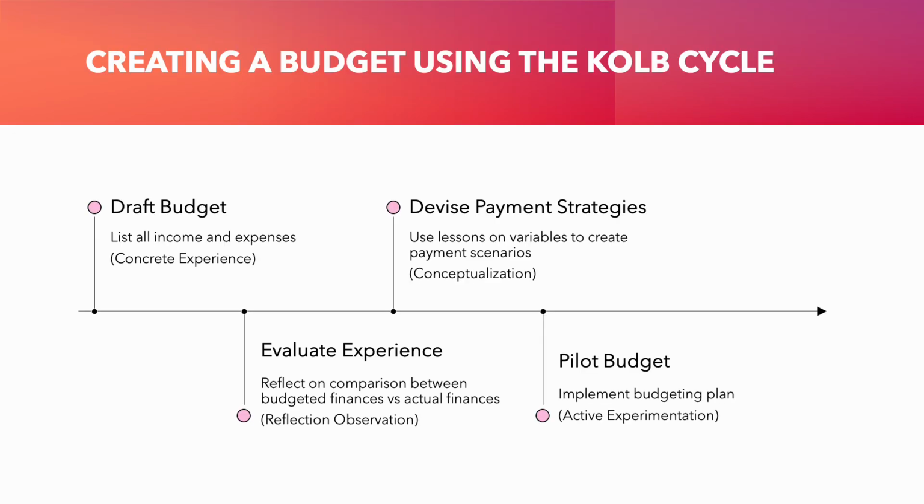So in creating a budget using the Kolb learning cycle, during the first cycle, the students would draft a budget and list income and expenses. So that would be considered the concrete experience. Next, they would evaluate the experience and reflect on the comparison between budgeted finances versus actual finances. Next, they would devise payment strategies. They would use lessons on variables, for example, to create payment scenarios. And then finally, they would pilot the budget by implementing the budget plan. That would be active experimentation.